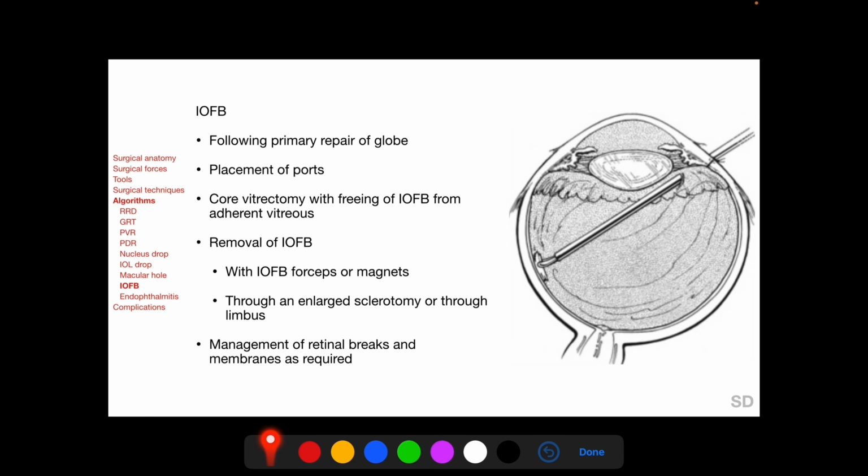For intraocular foreign body, following primary repair of globe and placement of sclerotomy ports, core vitrectomy is performed with freeing of intraocular foreign body from adherent vitreous. Then the intraocular foreign body is removed with intraocular foreign body forceps or magnets through an enlarged sclerotomy or through the limbus. This is followed by management of associated retinal breaks and membranes as required.